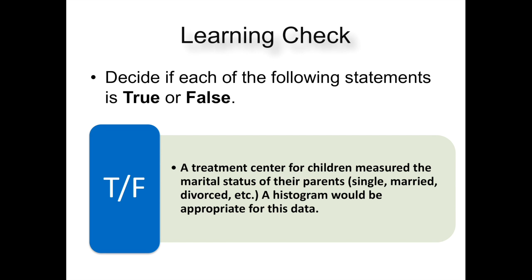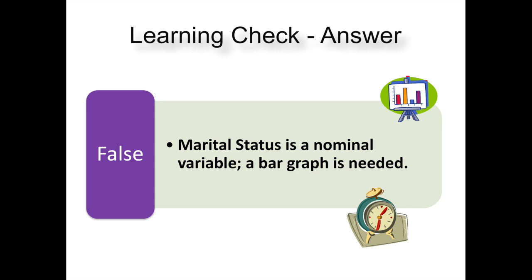Okay, think about this one. A treatment center for children measured the marital status of their parents: single, married, divorced. A histogram would be appropriate for this type of data. True or false? What do you think? False. Marital status is a nominal variable, right? So in this case, a bar graph is needed.